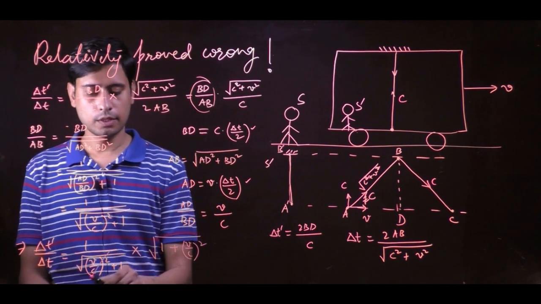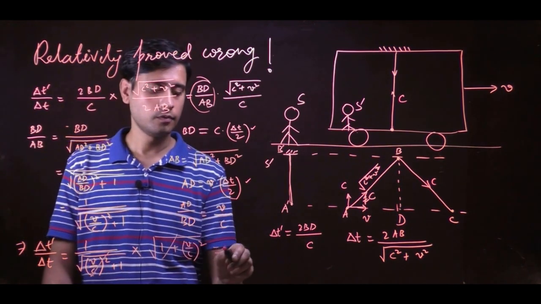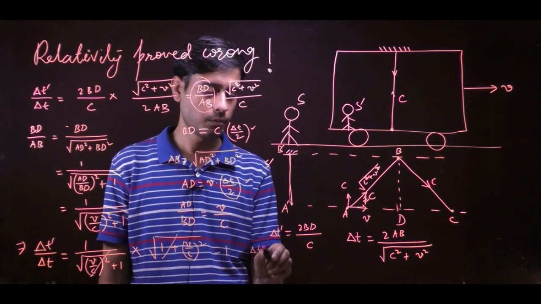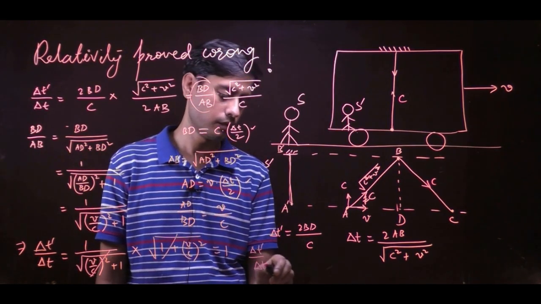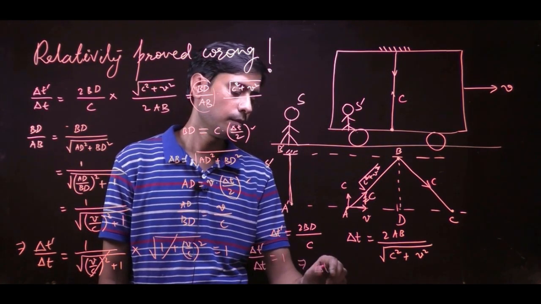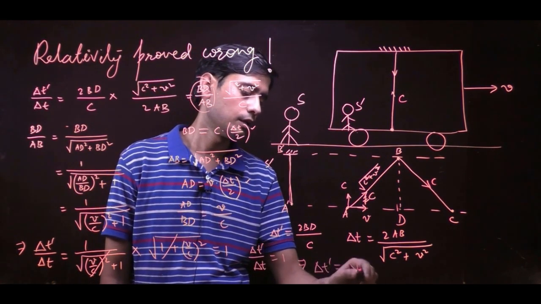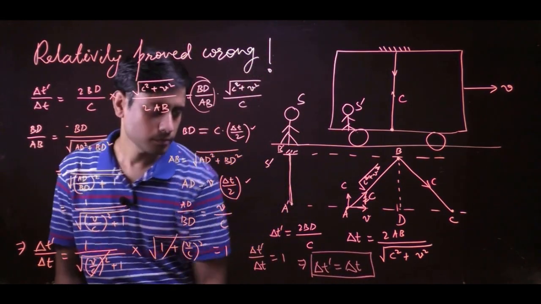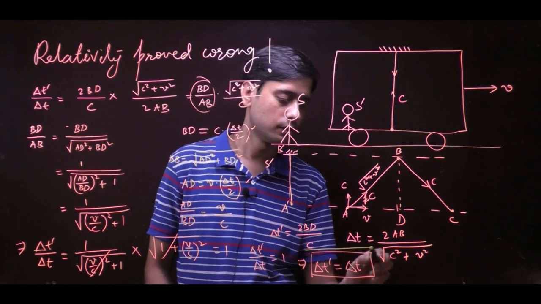So these two things cancel out and give you 1. So what we get is delta T prime upon delta T is equal to 1, that is, delta T prime equals delta T. So this is what you get. So this is our result.